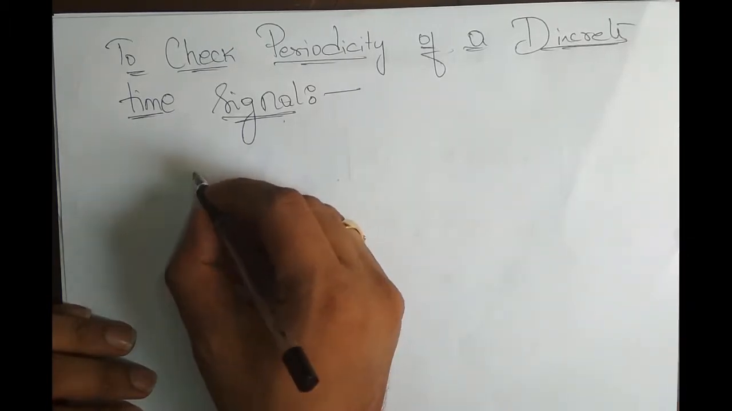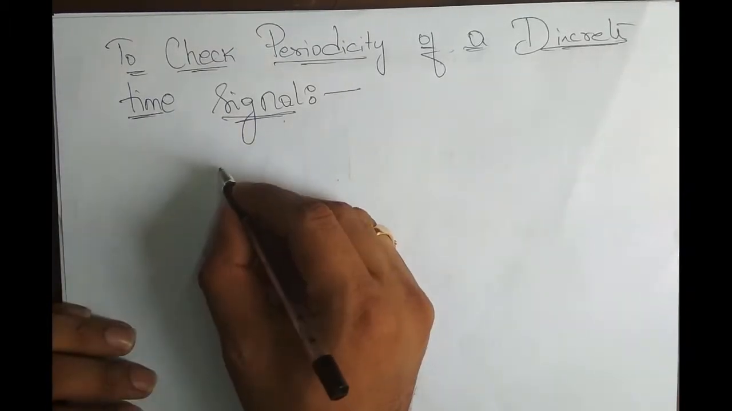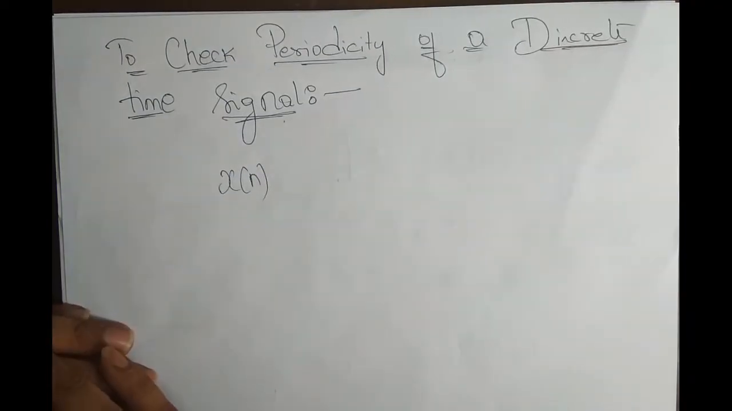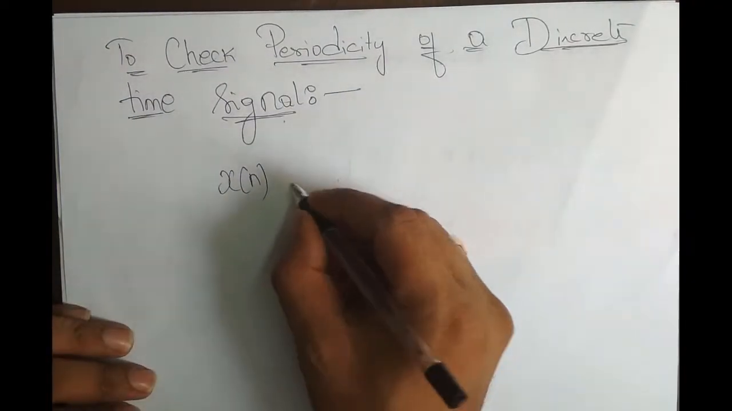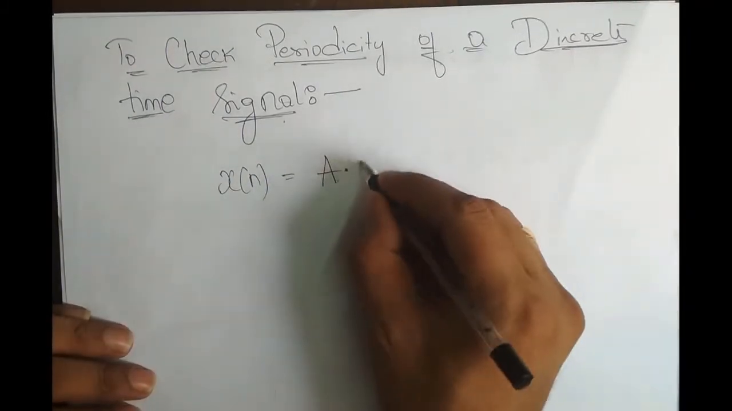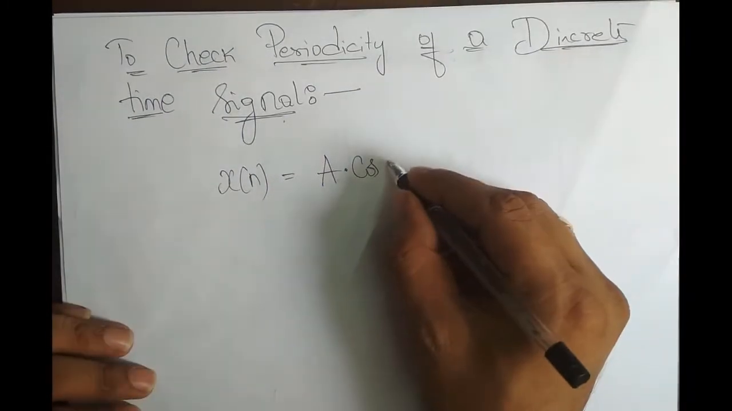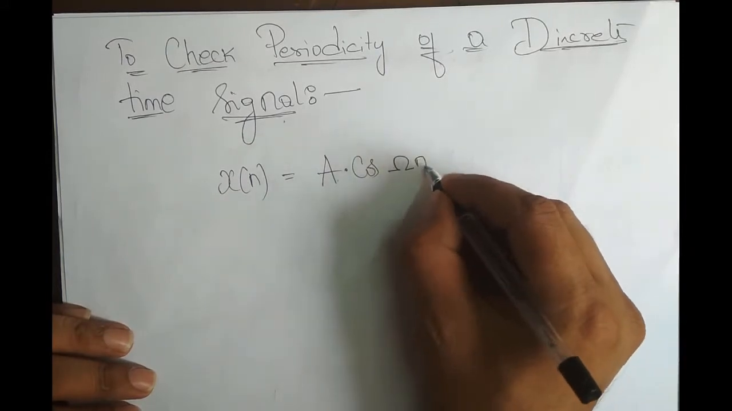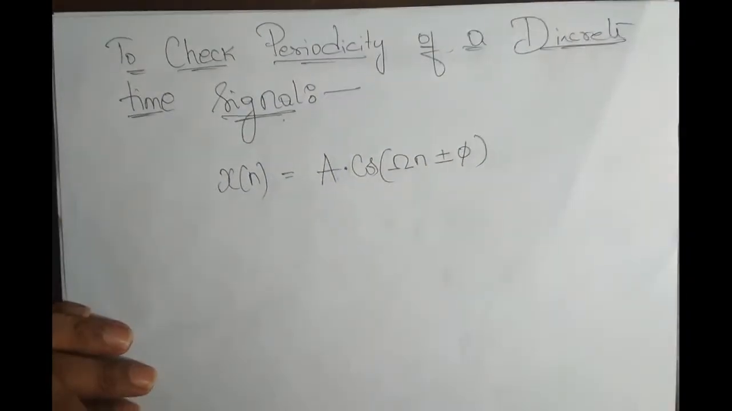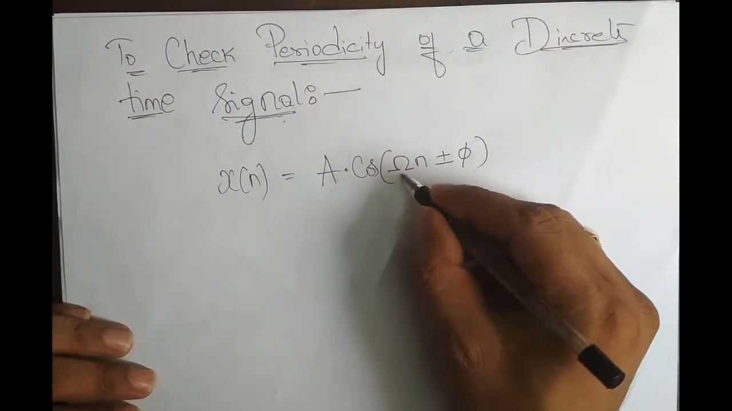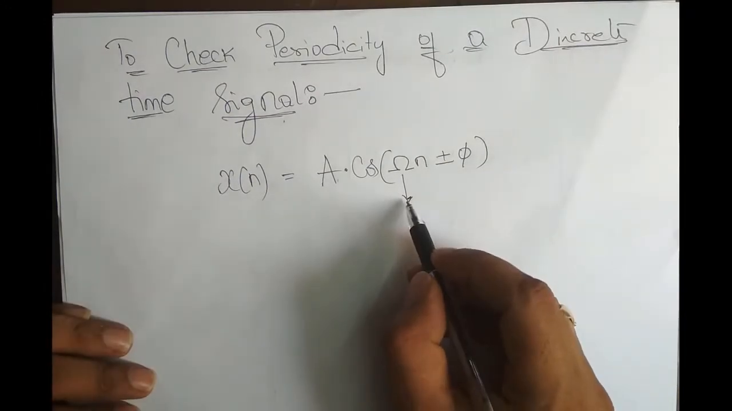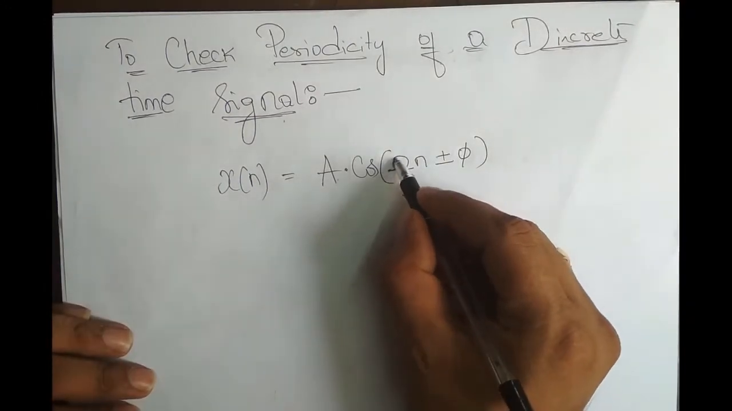The general representation of a discrete time signal is given by x of n. X of n is the discrete time signal, equal to A, the instantaneous amplitude of the signal, into cos of omega n plus or minus phi. This comes under the angle. This is omega, a capital omega.